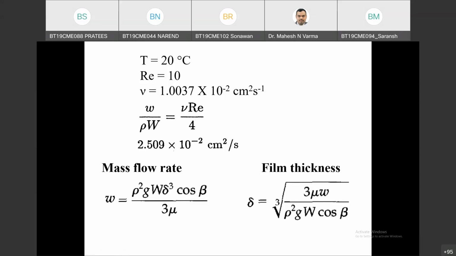So you can get the film thickness. It is the same equation we are using, the same equation which we derived in the first problem, only rearranged as per the given data.